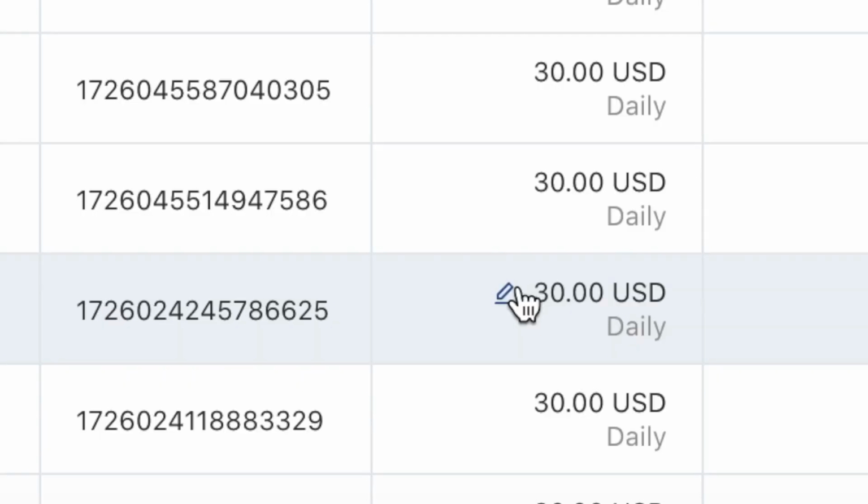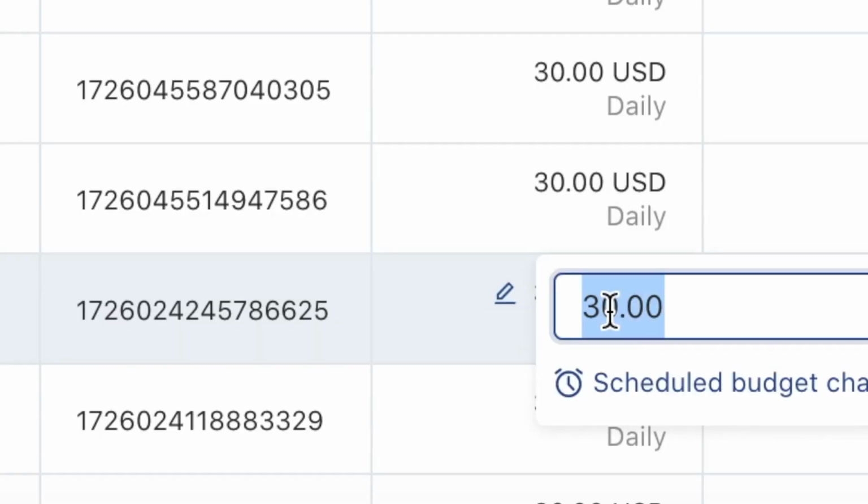Now for scaling TikTok ads, there's two ways to do it. You have horizontal scaling, which is creating more ad groups and ad copies. And then you have vertical scaling, which is just boosting the budget on the ad groups that are doing the best. So as you saw, I usually start with about $30 per ad group, or in this case, to be more aggressive, I started with $50 per ad group.